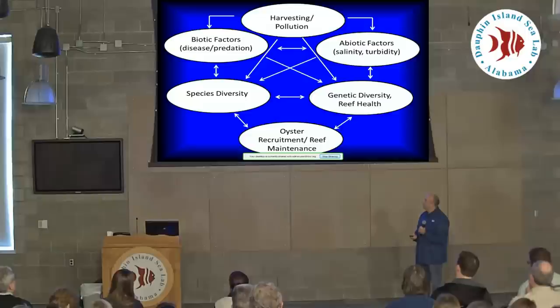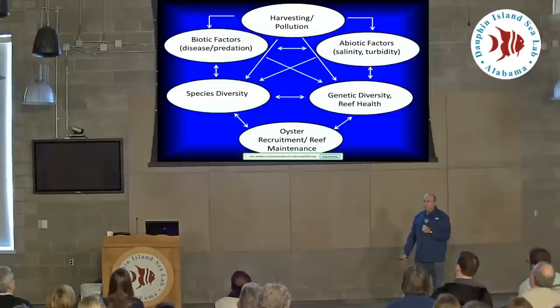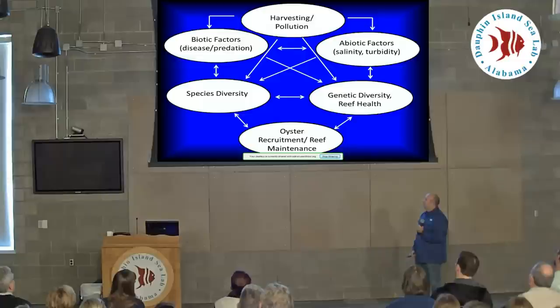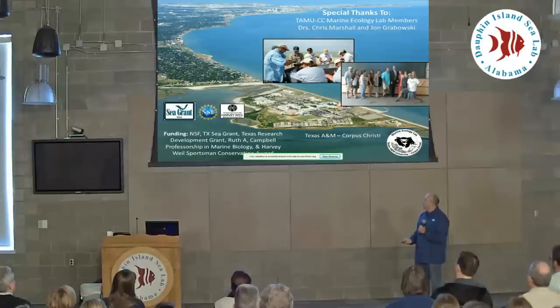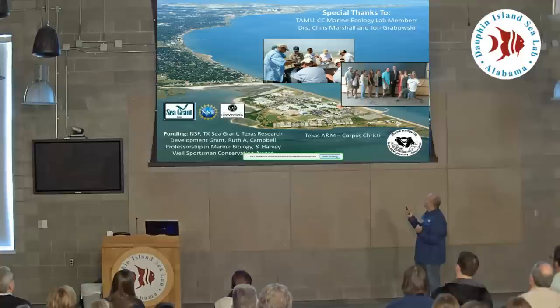So I'll just go back to the slide. I've shown you a lot of different things today. I hope it hasn't been too boring for you. But I think we're starting to get a handle on how some of these different things like genetic diversity affect recruitment and how that may affect functioning on the reef, and some interactions between things like turbidity, predation, and predator fields.